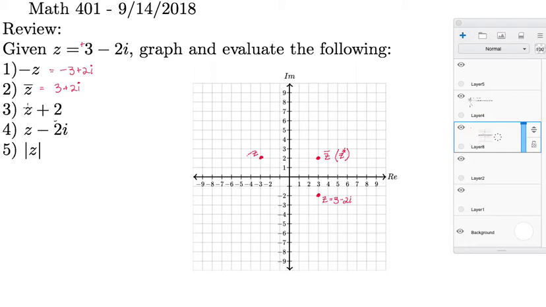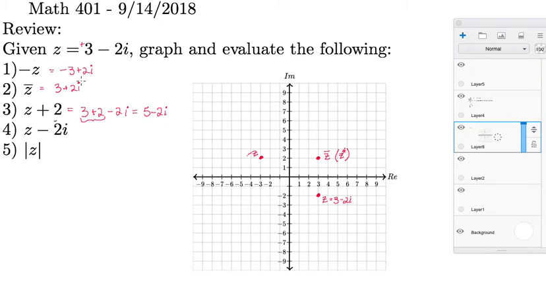Next up, we want to evaluate the complex number Z plus 2. Note that 2 is a real number. We're going to add the real number to the real part of our complex number. So this is the same as 3 plus 2 minus 2i. You'll note that I am combining the real parts here and leaving the imaginary parts alone, because we combine real parts and imaginary parts with themselves. So 3 plus 2, that's 5 minus 2i.